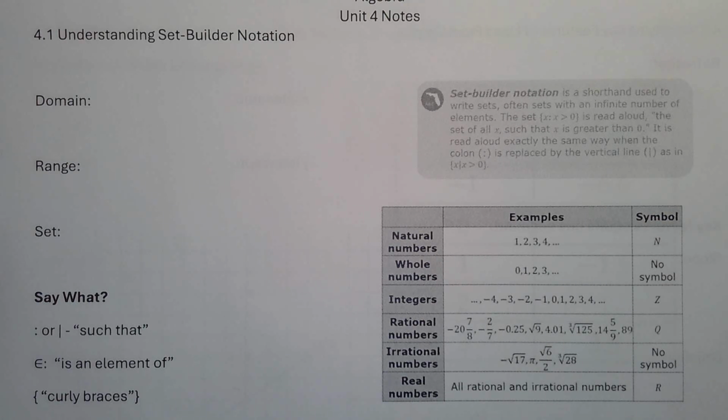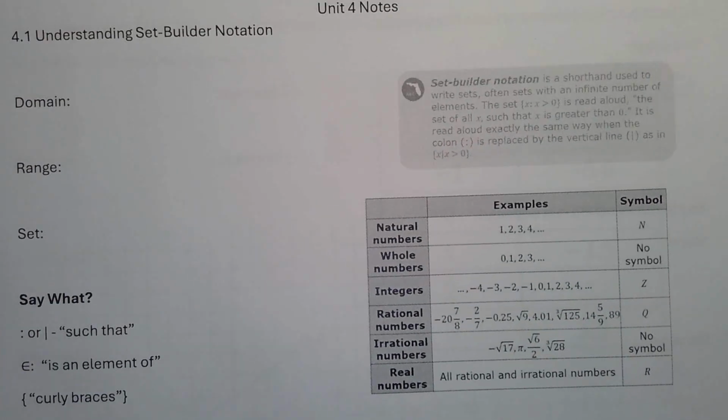All right, so we're going to get into Unit 4, starting with set builder notation. By the end of this, you should be able to understand domain, range, and the linear relationship between the two, and write inequalities using what we call set builder notation. First, we'll review what domain and range is, and we'll define what a set is, and then we'll talk about what all these signs down here are.